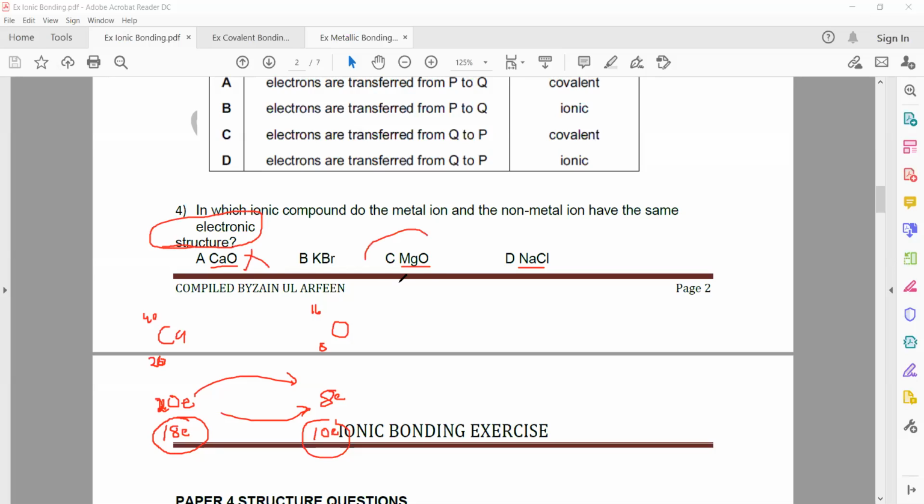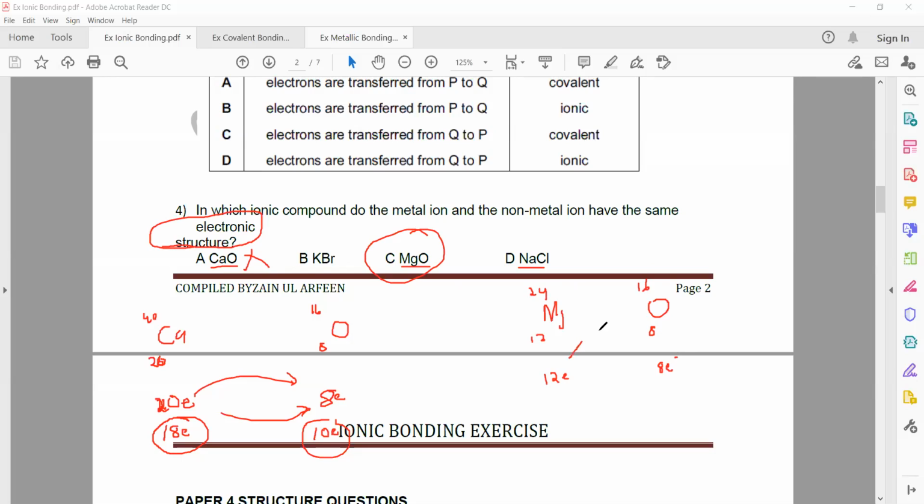If I check option C, magnesium and oxygen, you can use the periodic table to answer this question. Magnesium is 12 and 24, and oxygen is 8 and 16. So how many electrons does a magnesium atom contain? It contains 12 electrons. And how many does oxygen contain? It contains 8 electrons. But what happens when they react?